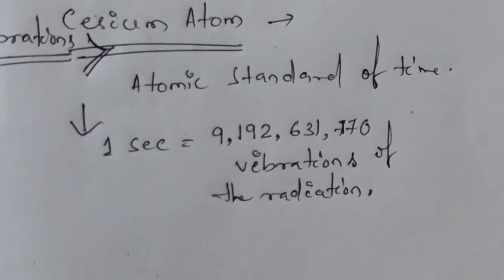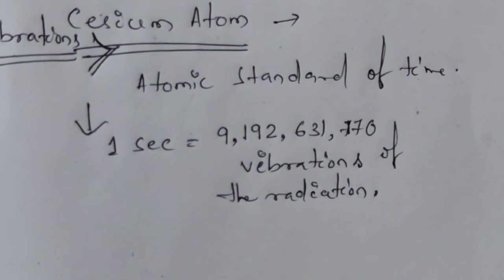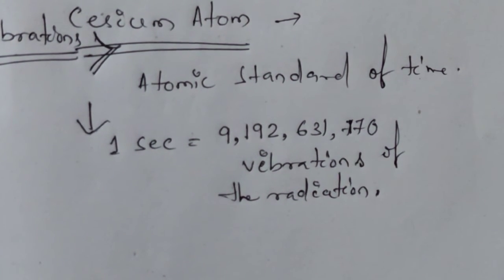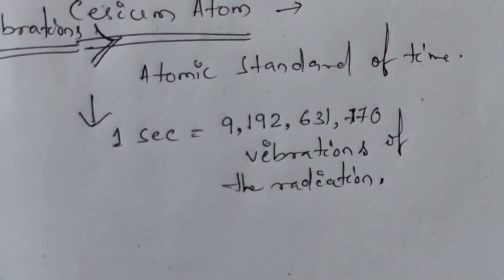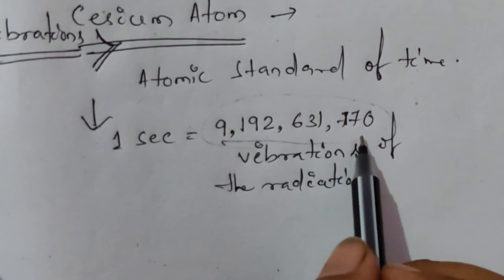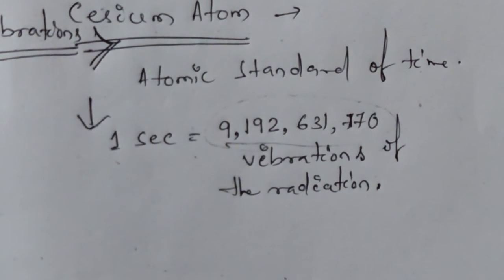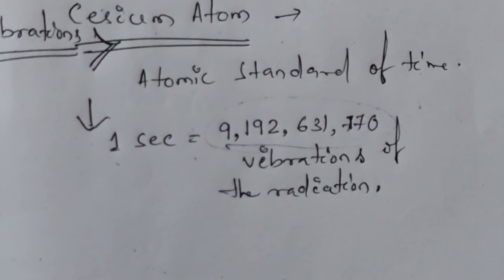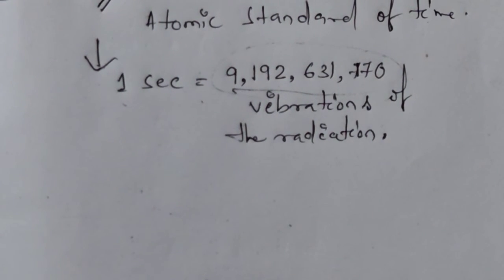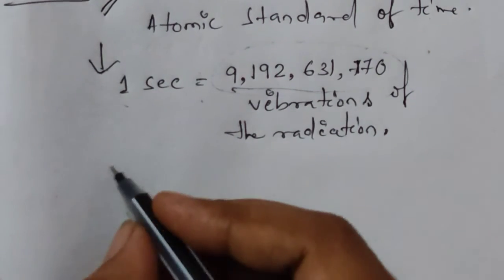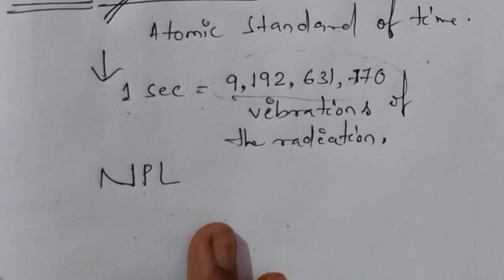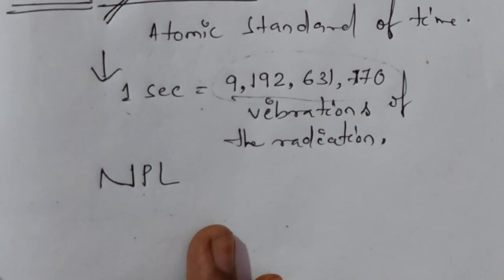Getting my point? See, it is that difficult to measure the time accurately. In the cesium clock, we are measuring the vibrations. We have to count the vibrations up to this much, and that amount of vibration will give you 1 second. Just imagine how fast the atoms are vibrating. And this kind of atomic clock, that is the cesium atomic clock, is used at the National Physical Laboratory, known as NPL, which is in New Delhi in our country.